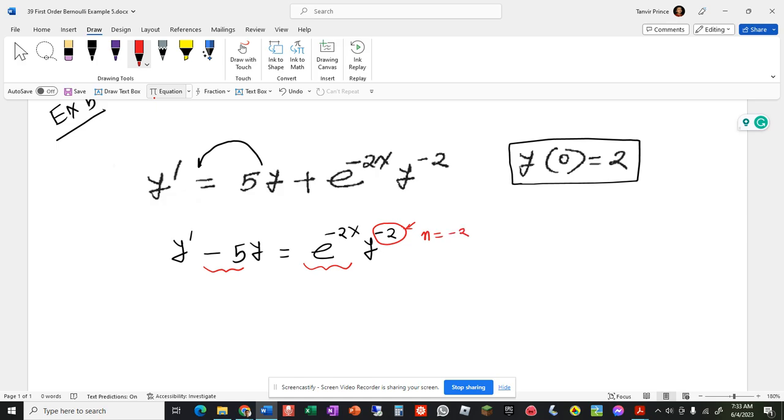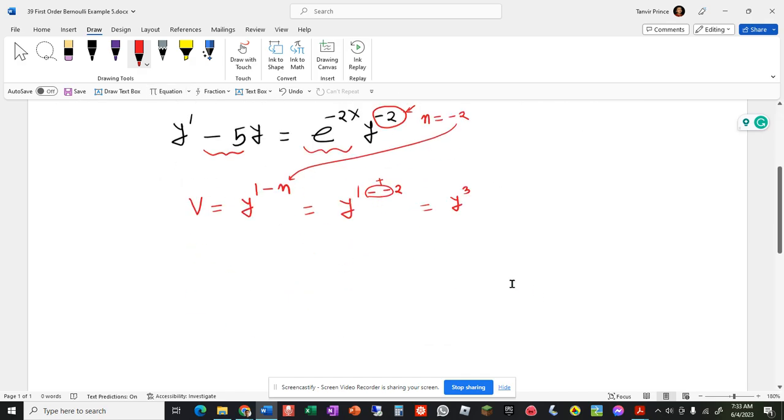And the n here is negative 2. So let's go ahead and make the substitution. V equal to y to the power 1 minus n. Here n is negative 2. So I get y cube. So this is a plus. Negative times negative is positive.